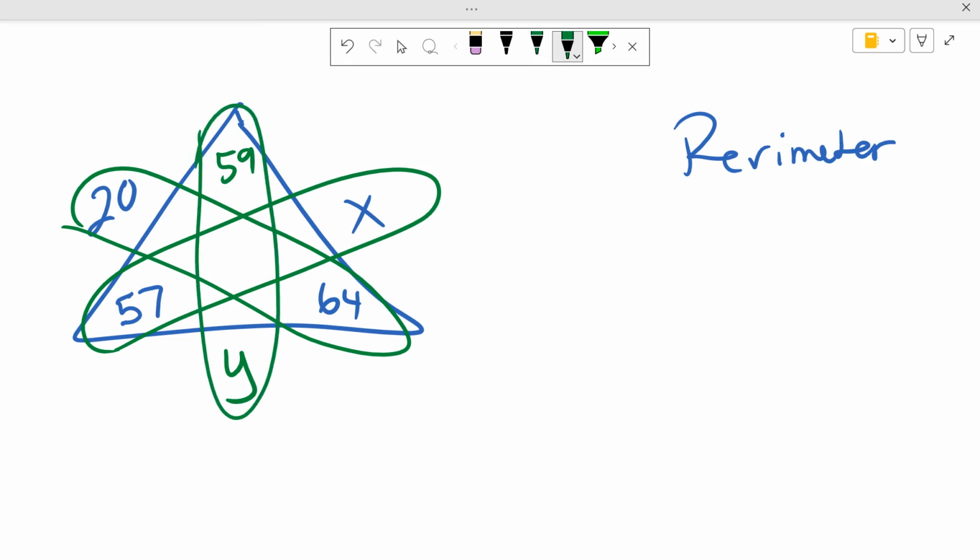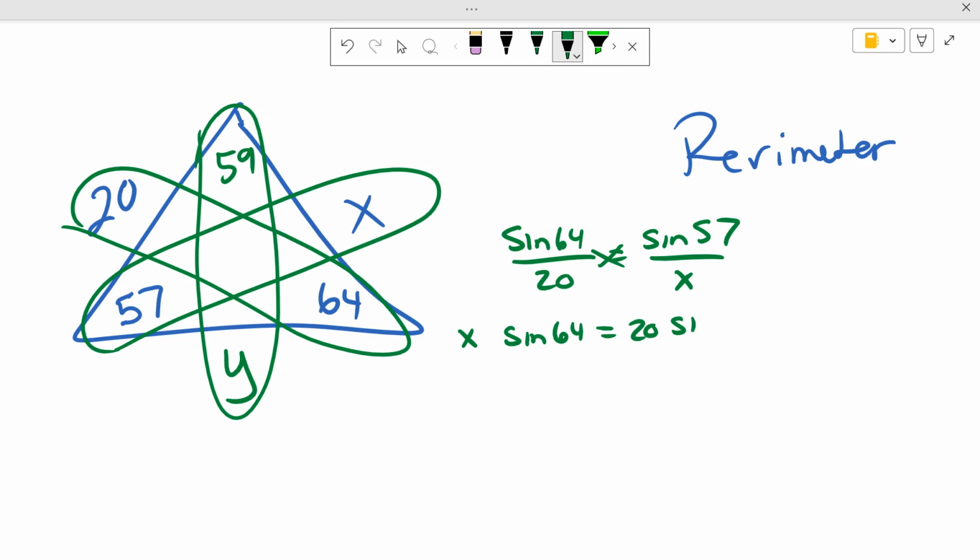Do one with a variable and one without a variable. So the sine of 64 over its opposite side, 20, equals the sine of 57 over x. We'll solve this one first. So x sine of 64 equals 20 sine of 57, and divide by sine of 64. Take 20 times the sine of 57, press equals, divide by the sine of 64, press equals. What do we get, to the nearest tenth? 18.7. Sounds good to me.